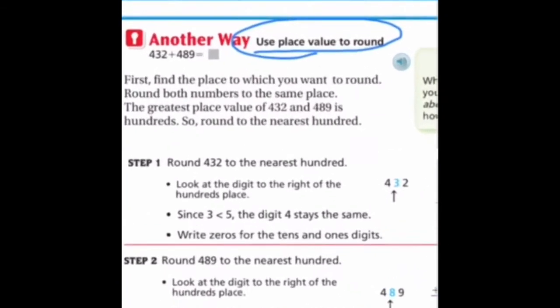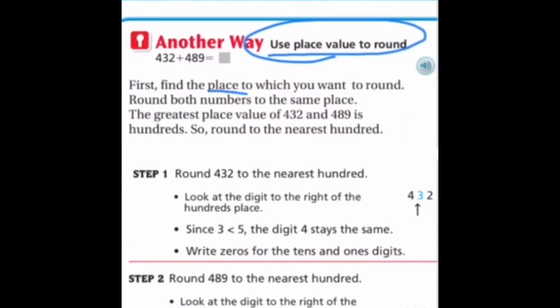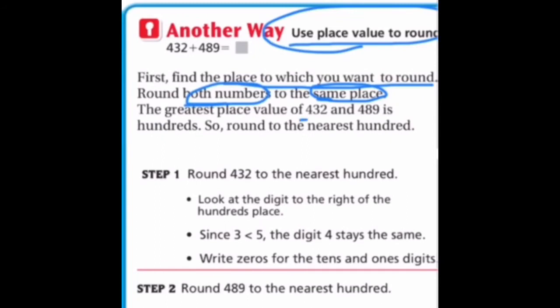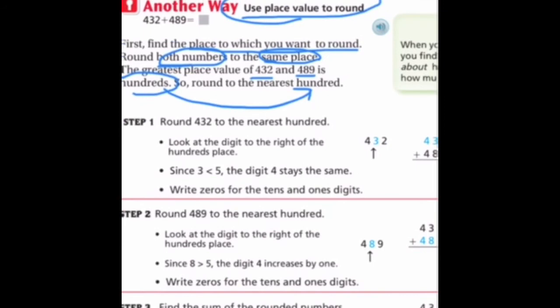All right, here we go. First, find the place to which you want to round. Round both numbers to the same place. So if we're rounding one number to the nearest hundred, the other number has to round to the nearest hundred as well. It says the greatest place value of 432 and 489 is hundreds, so we round to the nearest hundred. And I already talked about that a little bit just a moment ago.